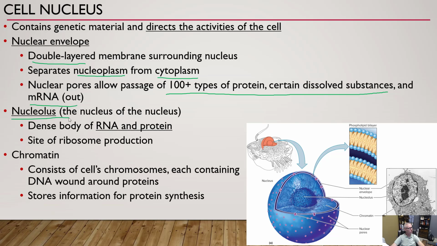The nucleolus. Basically, it's the nucleus inside the nucleus. This is the nucleolus. Basically, the nucleolus is a congregation of RNA and protein. This is where ribosomes get produced.